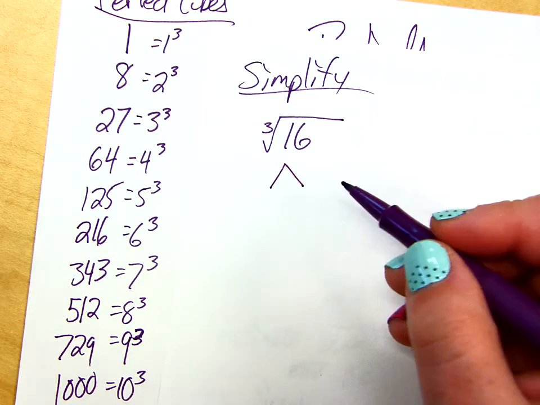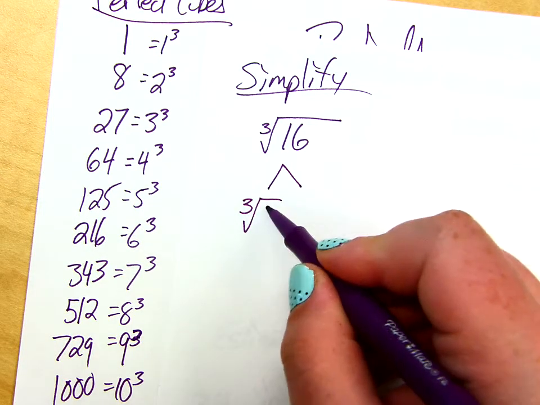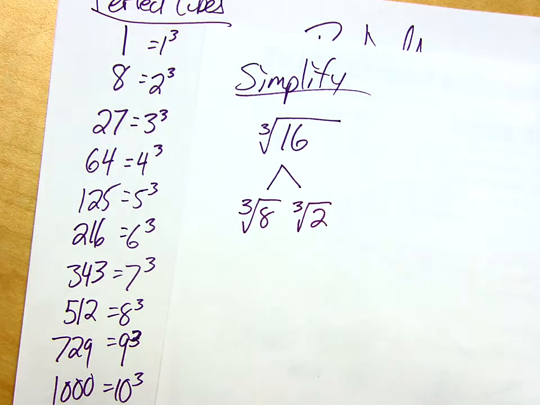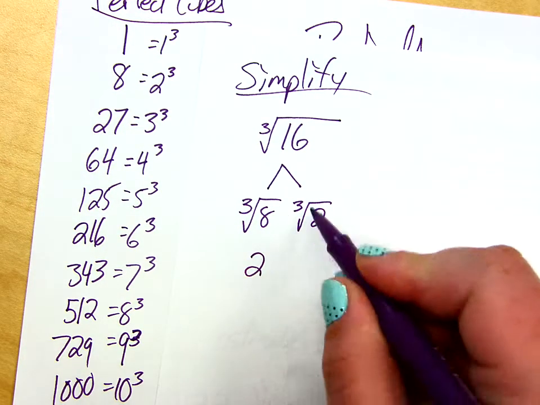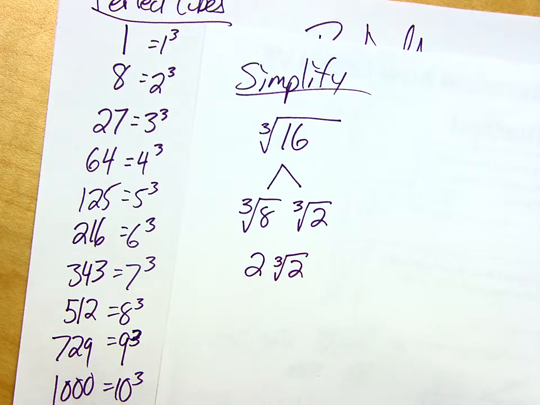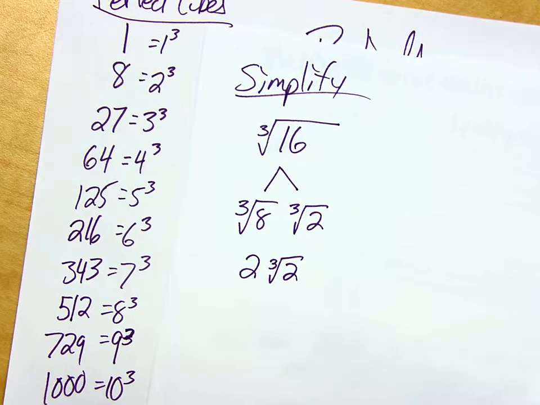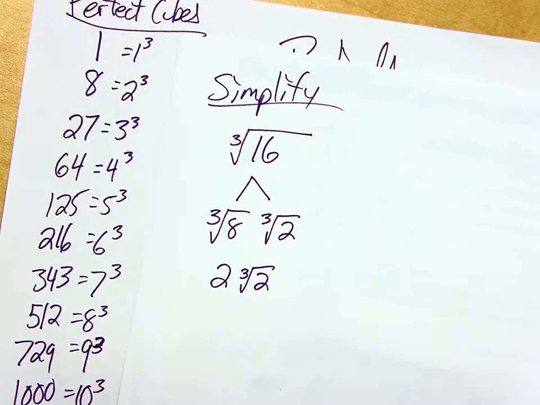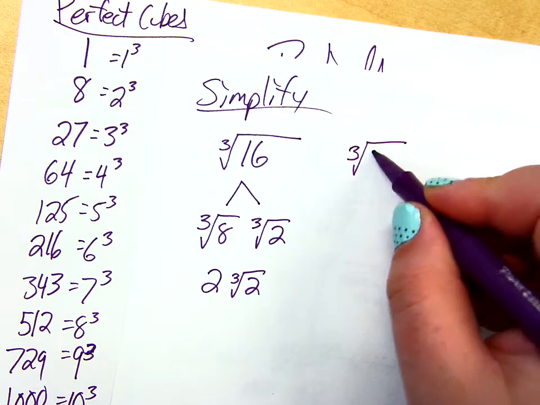So I split it up just like I did before, but now it's the cube root of 8 times the cube root of 2. Well, I know the cube root of 8. Just 2. So this whole thing is just a 2, and then I just leave cube root of 2. So that is the cube root of 16 simplified. That's it. Same thing as square roots. It's just a different set of numbers because now we're talking perfect cubes instead. Okay? So let's try this one. How about cube root of 150?